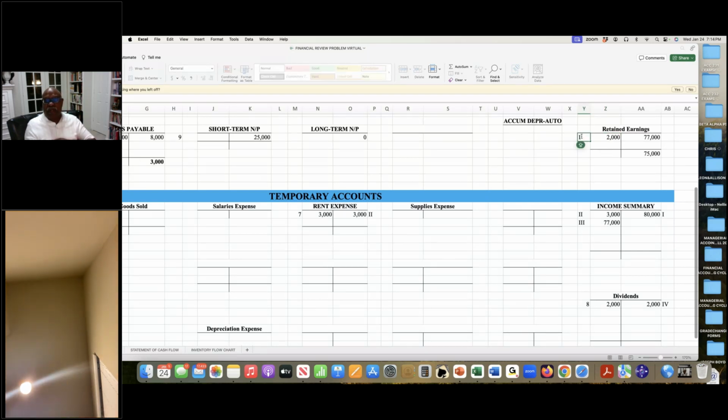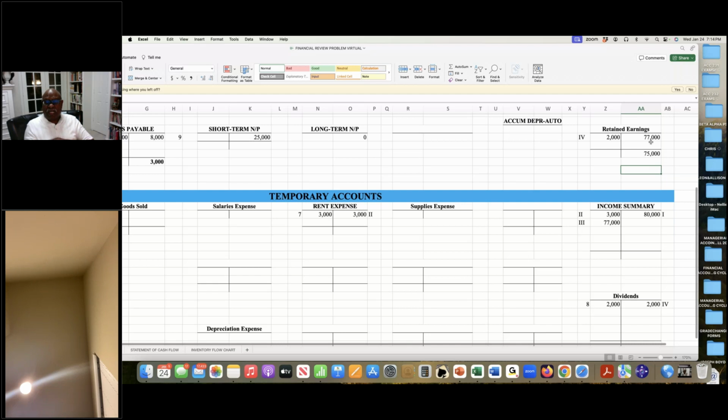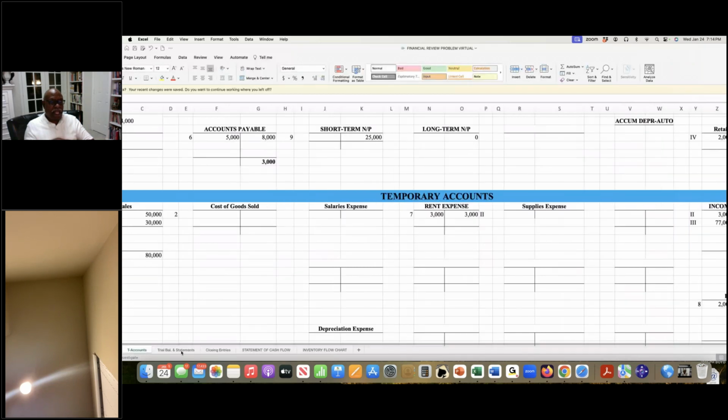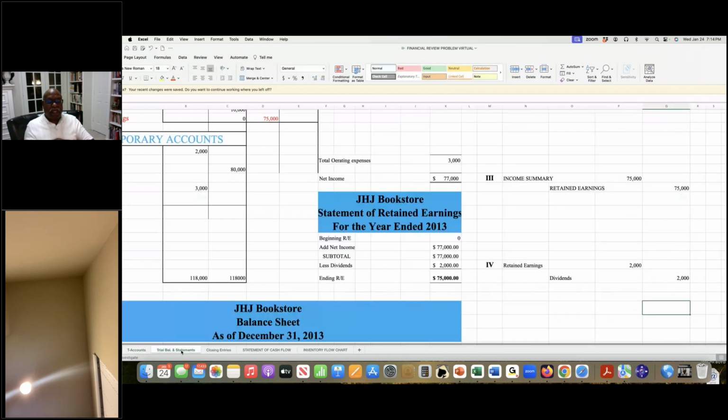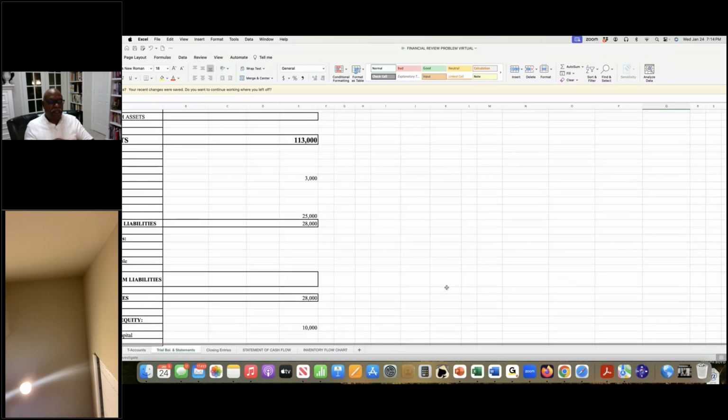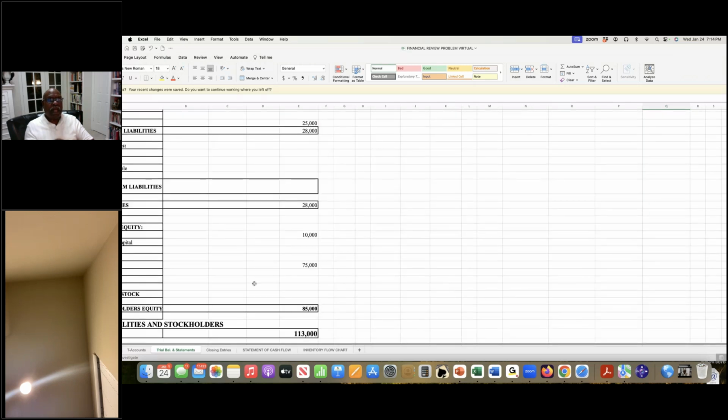So the only entries that are ever supposed to appear in the retained earnings account are earnings or losses and dividends. And so these closing entries bring us to the 75,000, which is the 75,000 that's here, the ending retained earnings, and the 75,000 that is on the balance sheet.